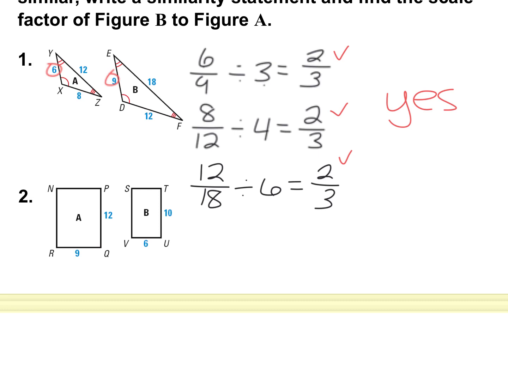So how many ratios do we have to make? 4. Do we have to make all 4? No, you only gotta do 2. Why? Because opposite sides are equal. Right, so you're going to end up having some of them the same. So you only need to make 2 ratios.